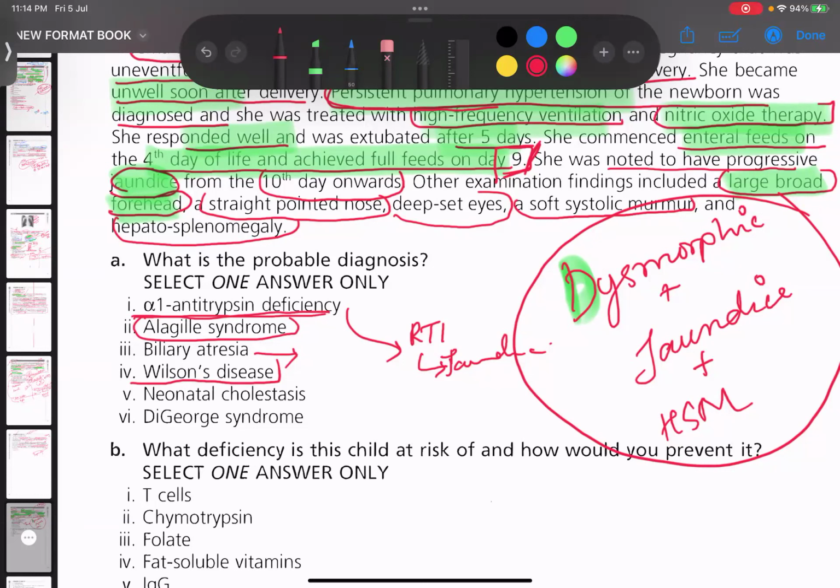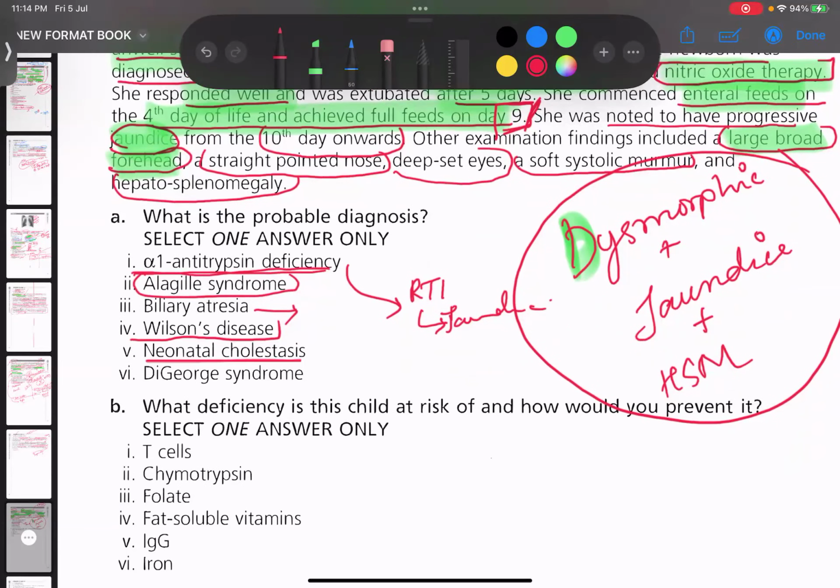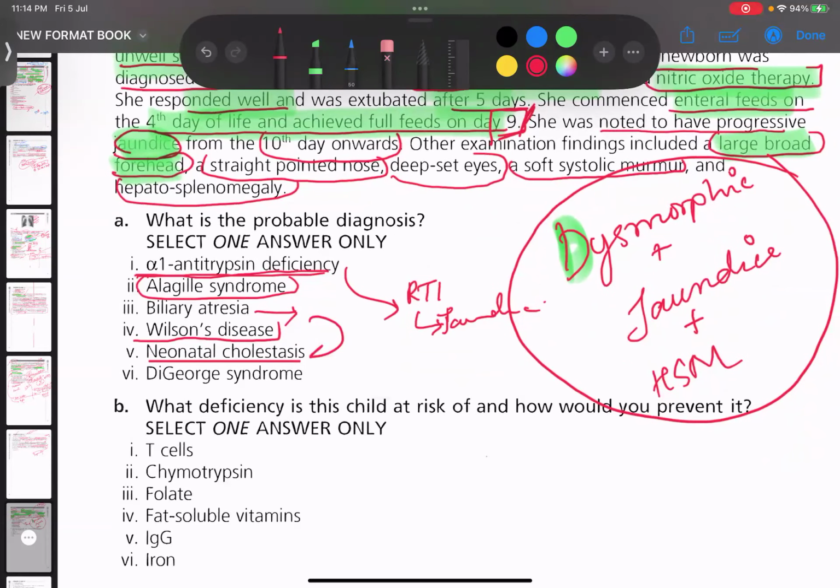Neonatal cholestasis, is that possible? No, again no pale stools. So this is again similar to that of biliary atresia. Neonatal cholestasis would lead to features of pale stool, because if there is cholestasis, if there is any kind of obstruction, ultimately bile will not be able to pass, and that would produce pale stool.